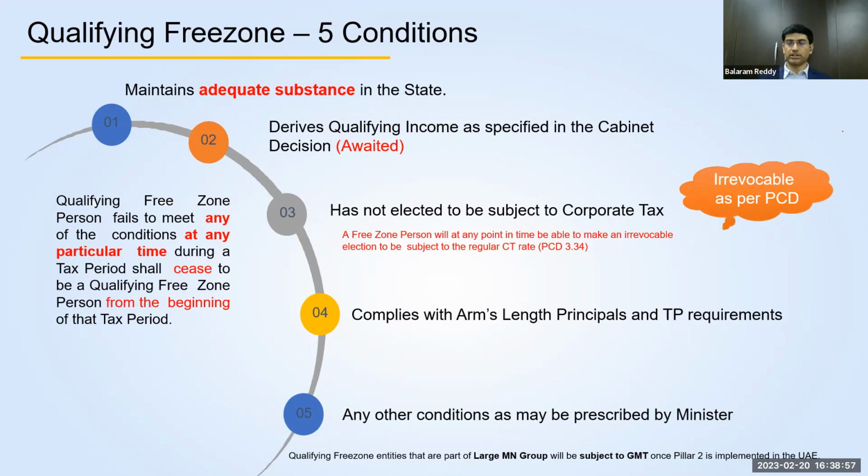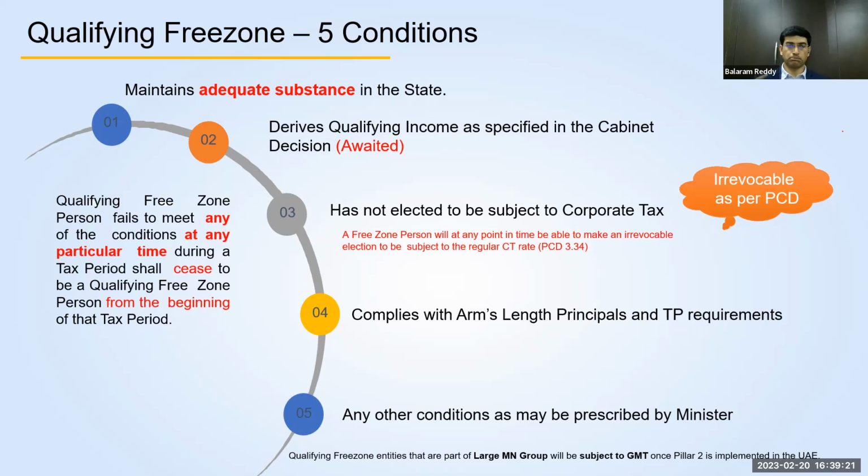As I mentioned earlier, if a free zone company is claiming 100 million as their turnover in a particular free zone, they need to show that they have enough employees, asset base, operating expenses incurred, and management sitting here to match up to the size of that 100 million business. That's when you are considered as maintaining adequate substance in the state. So this is the first condition.